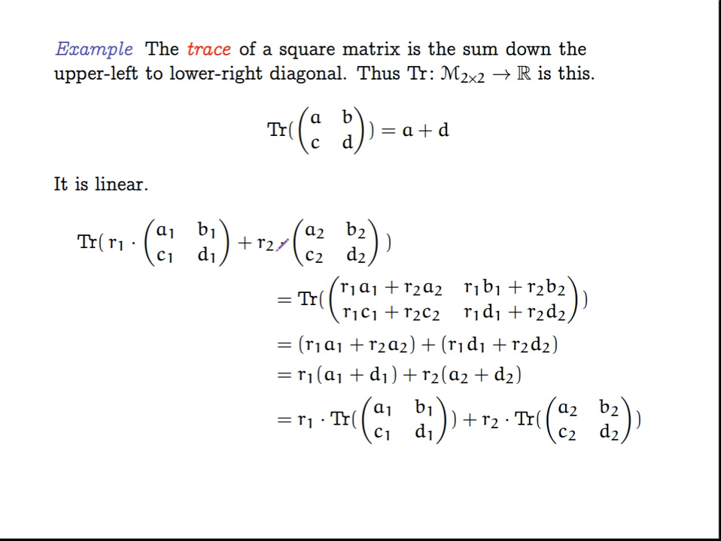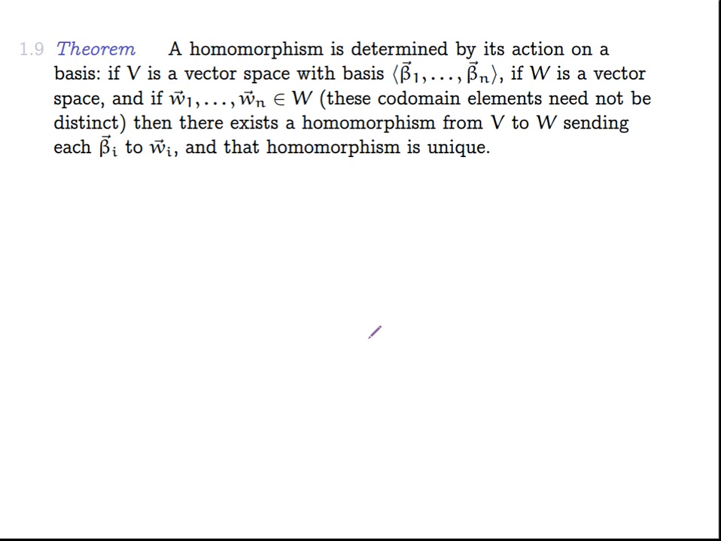Here's another example, the trace of a square matrix. Trace always means the sum of the diagonal entries. Here we're just seeing the trace of a 2x2 matrix, but if you had the trace of an n by n matrix, you just sum right down the diagonal, however many diagonal entries you have. And again, you can verify these steps that in fact trace is a homomorphism.